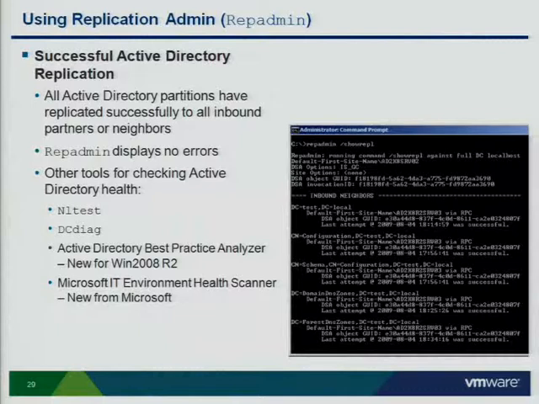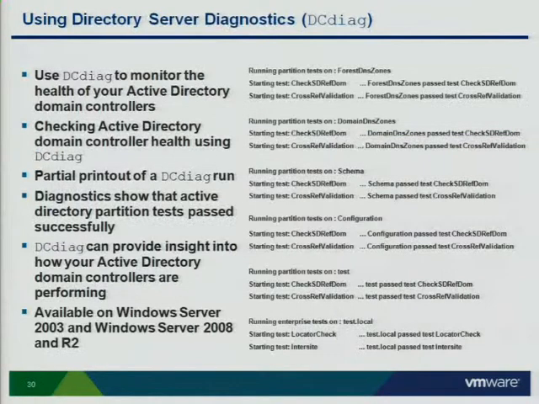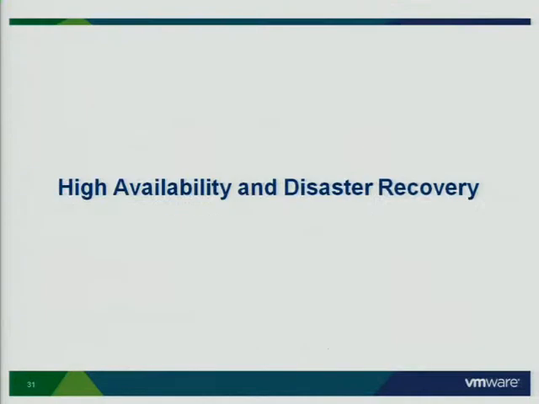So there's a number of ways in which we can validate and make sure and monitor that our replication is occurring. Just a screenshot to show you DC Diag, just some various types of outputs that come in here. It'll tell you a number of different things. So if it's a utility of choice for you, by all means use that as well. It came out with 2003 and 2008.